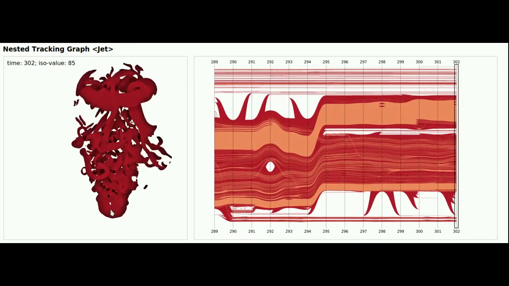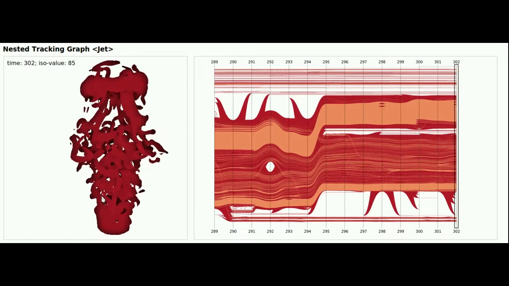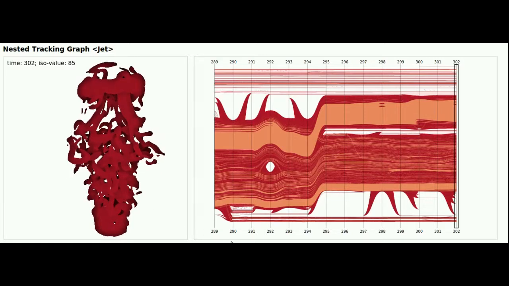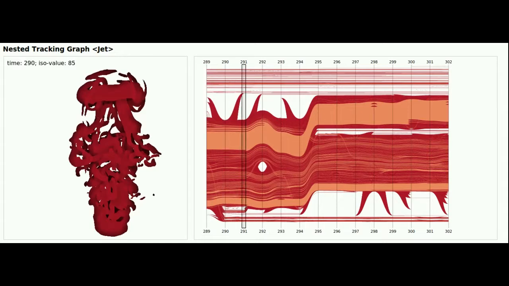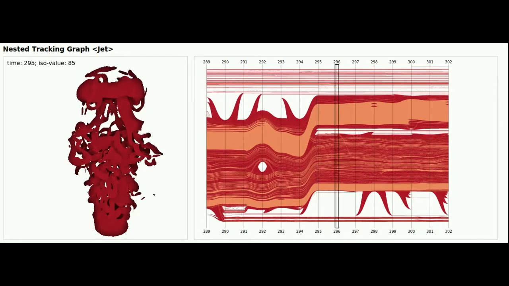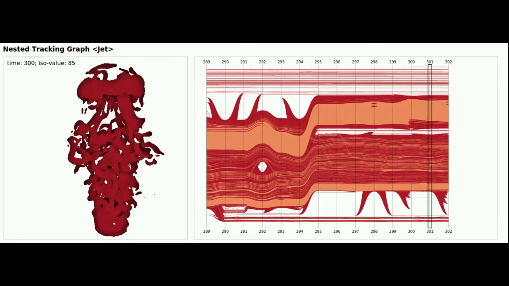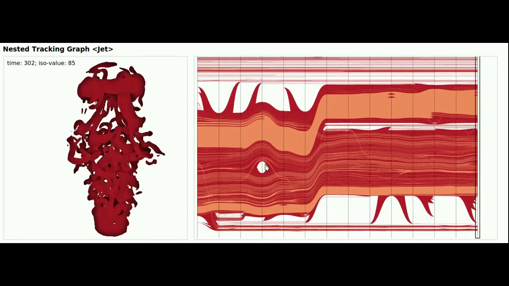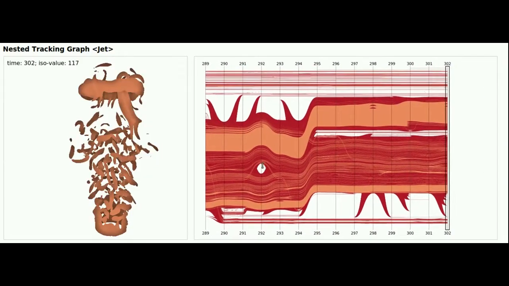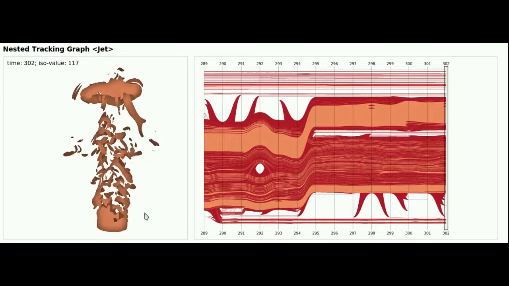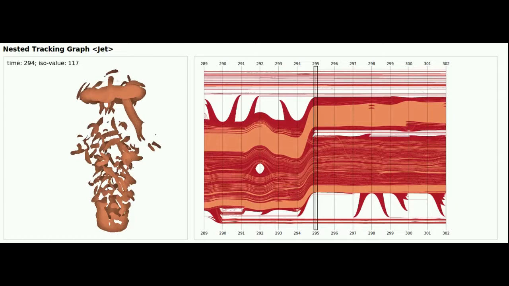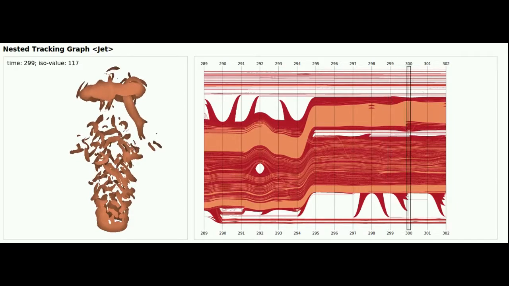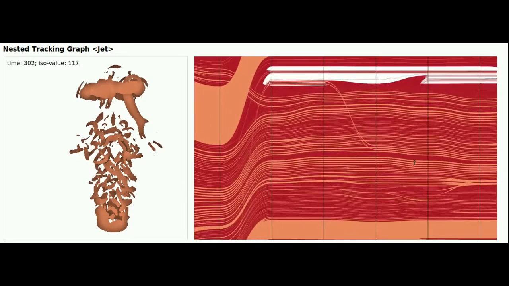Next, I will demonstrate our method on the more complex dataset we used in the JET case study. Currently, the 3D rendering shows the components for level 85, where all components have the color we used to represent this level in the nested graph. If we increase the level to 117, we can observe that the volume consists of numerous components. This is also indicated in the nested graph via the thin brown lines.